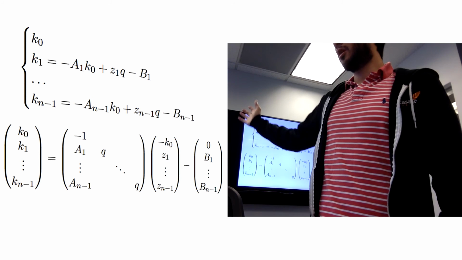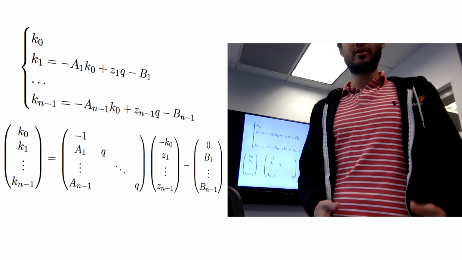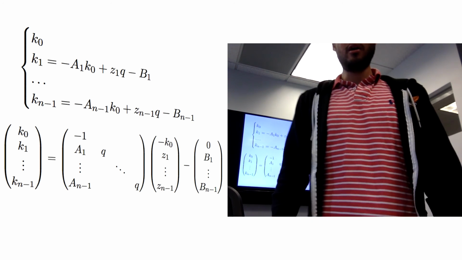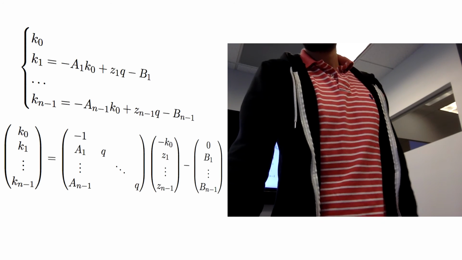And so you just use Babai's algorithm, and you can solve that, and you get all the nonces, and then you recover the private key. So I'm going to show you how that works really quickly.